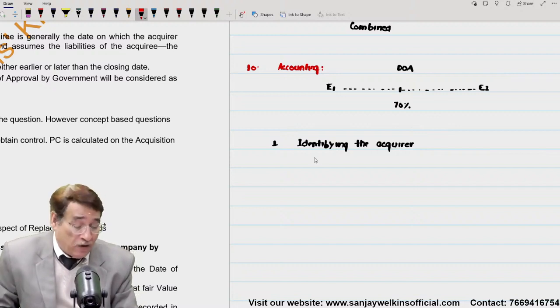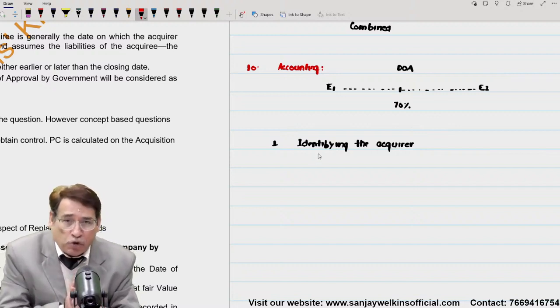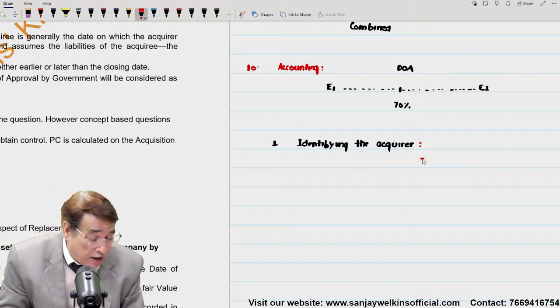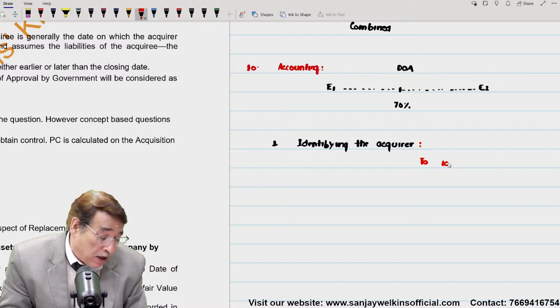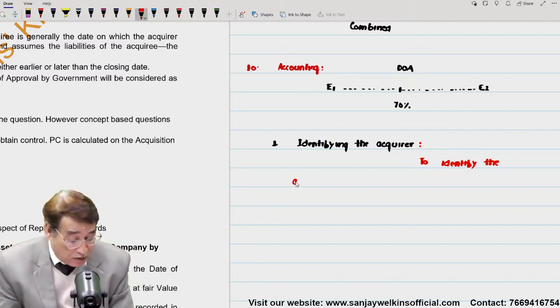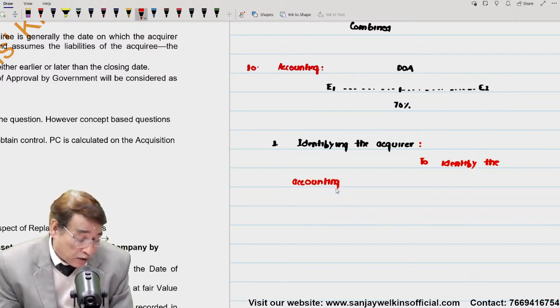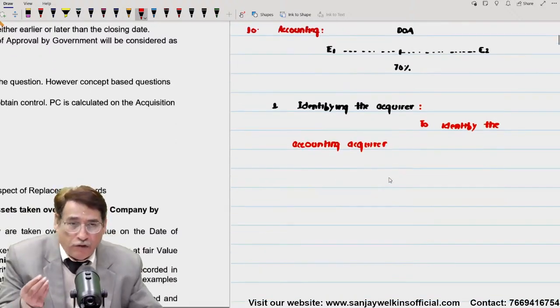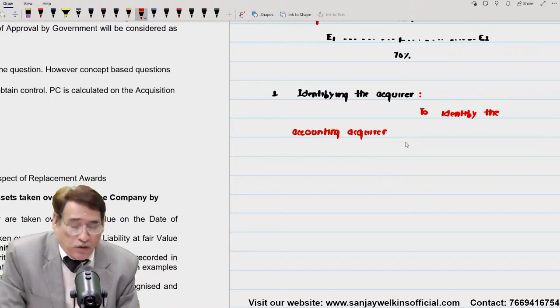But in spite of that, the standard says that your first step should be to identify the acquirer. It means to identify the accounting acquirer. This step means to identify the accounting acquirer. This step says that we have to find out who is the accounting acquirer. Now, first of all, we need to just analyze this particular step.